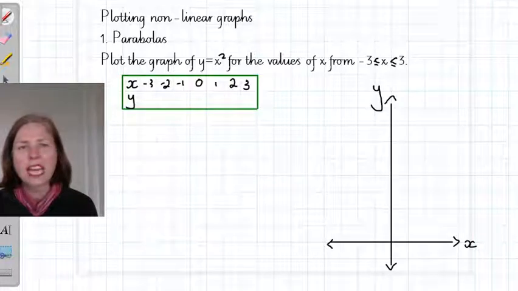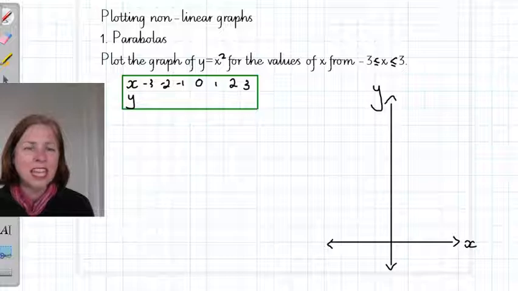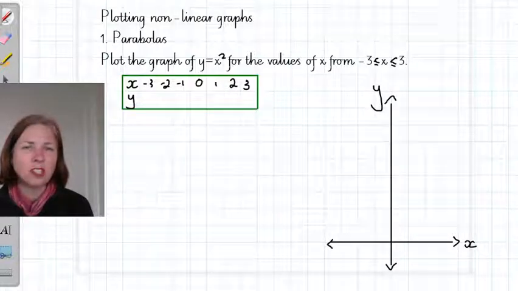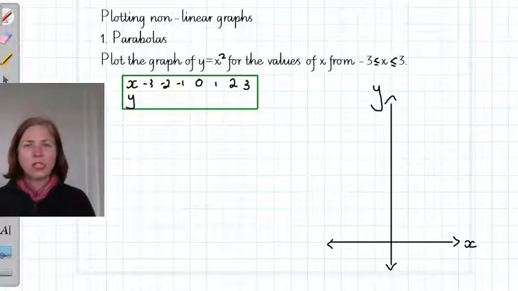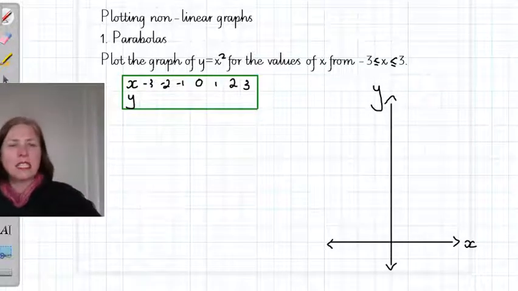But there are many other kinds of graphs that are not straight lines. And the first one today that we're looking at is a parabola. And the parabola is the graph I get if I square my x value. So you can see the example I've written there is y equals x squared. So what we're going to start by doing is plotting this graph.